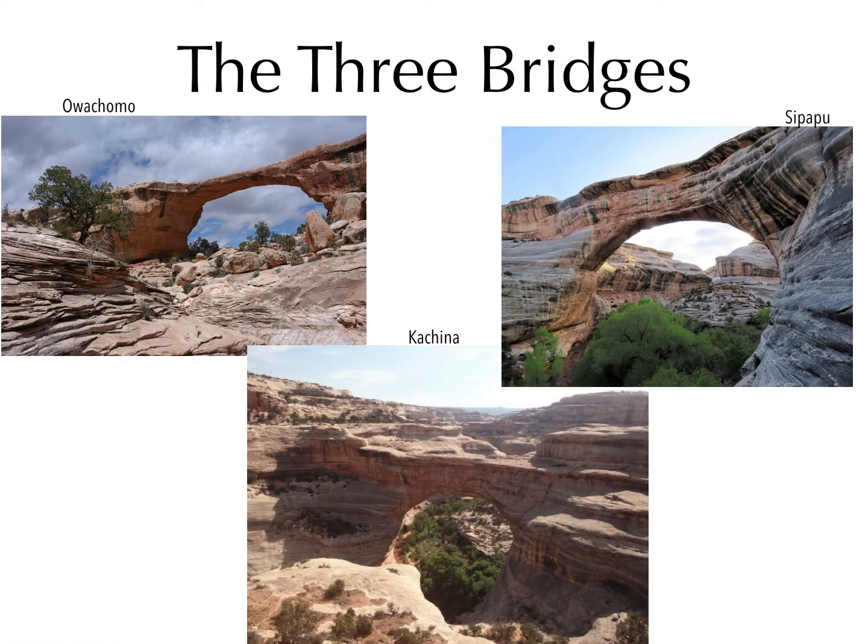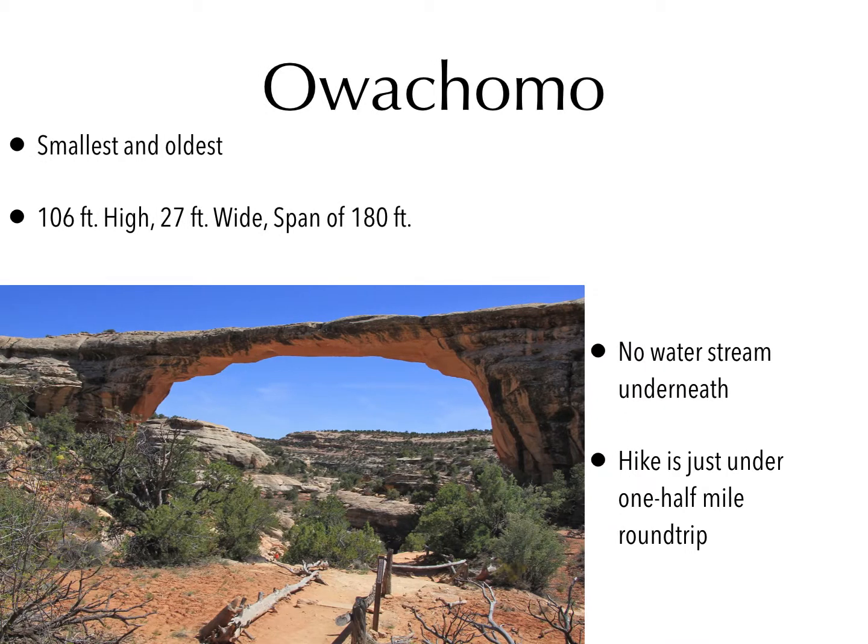This national monument has 3 different bridges: Owachomo, Kachina, and Sipapu. I think that's how you say them all. So in a breakdown, Owachomo, meaning rock mound in Hopi, was named after the rock formation at the east end of the bridge. This bridge is the smallest and the oldest from what we can conclude. It's 106 feet high, 27 feet wide, and has a span of 180 feet. It was previously named Edwin, the Little Bridge, and the Congressman.